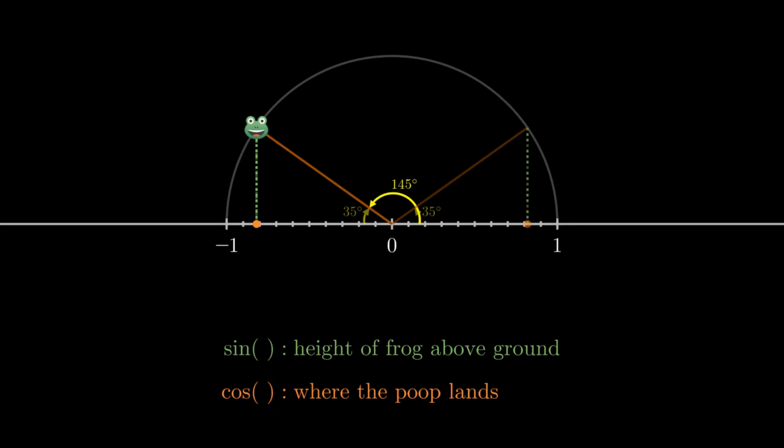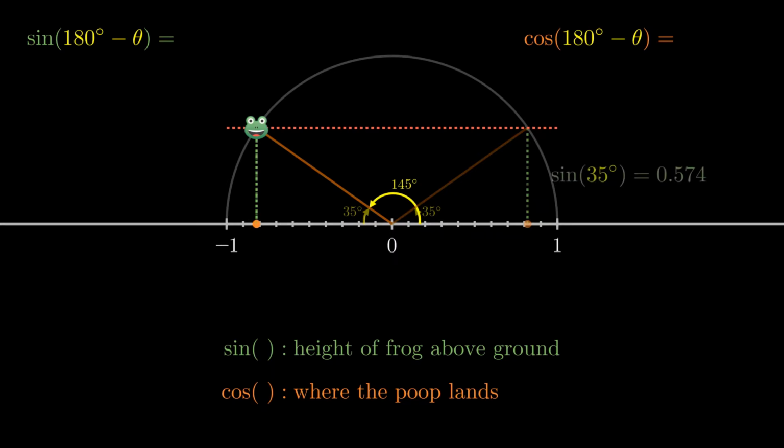Then this symmetry affects the sine and cosine machines in different ways. Because the frog is at the same height either way, the sine of that angle, so 35 degrees in this case, would exactly equal the sine of 180 minus that angle. So 180 minus 35 being 145 degrees in this case. So in general, sine of 180 minus theta is the same as sine theta itself.